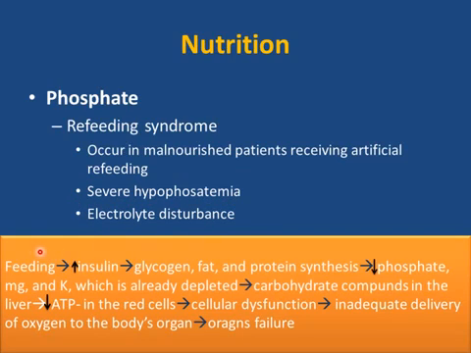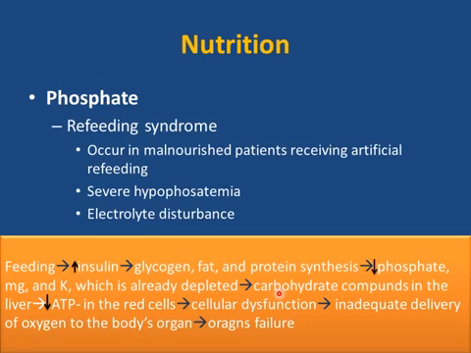So if you have a patient, for example, with anorexia nervosa present to you and you start feeding them full calories suddenly, this will stimulate insulin and this will increase the synthesis of glycogen, fat, and protein. This will consume phosphate, magnesium, and potassium, which are already depleted from the body. The child is already very thin and malnourished.